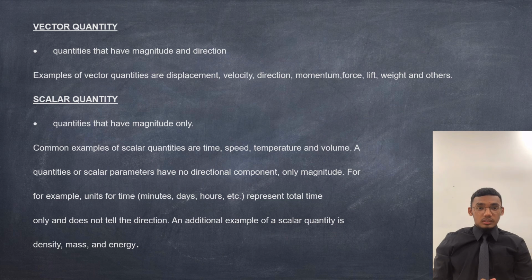Scalar quantities or parameters have no directional component, only magnitude. For example, units for time such as minutes, days, and hours represent total time only and do not tell the direction. Additional examples of scalar quantities are density, mass, and energy.